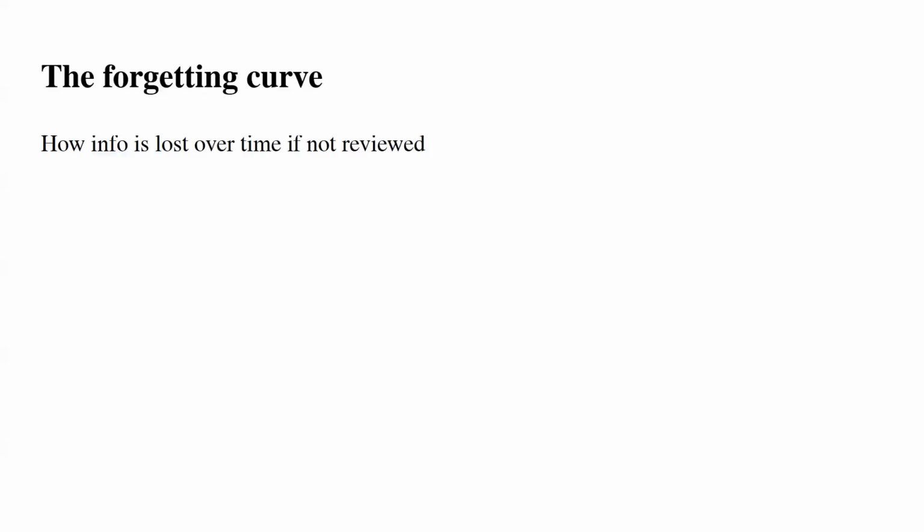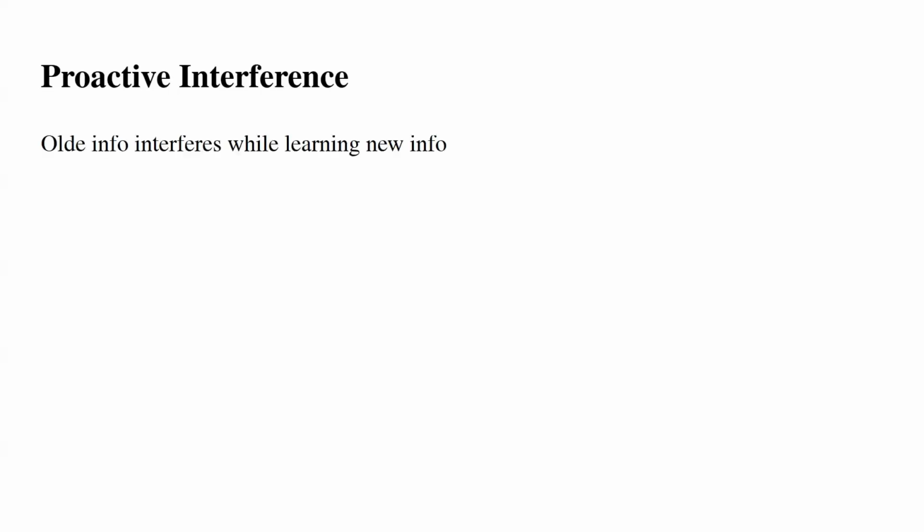The forgetting curve is how information is lost over time if not reviewed. Encoding failure is when information never gets stored in memory in the first place. Proactive interference is when old information interferes while learning new information. Retroactive interference is when new info makes it hard to remember old information.